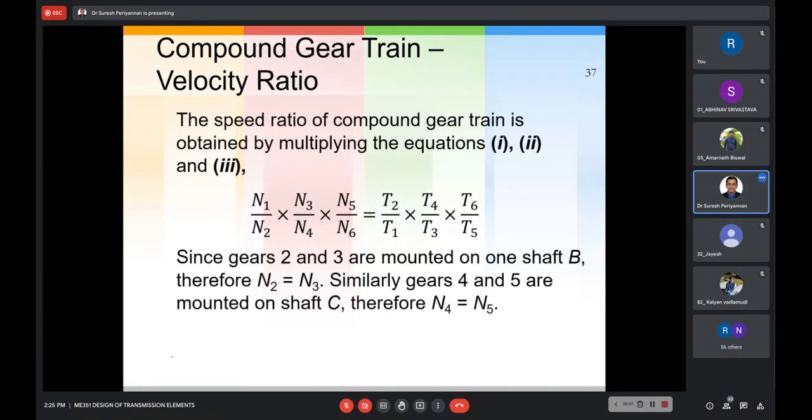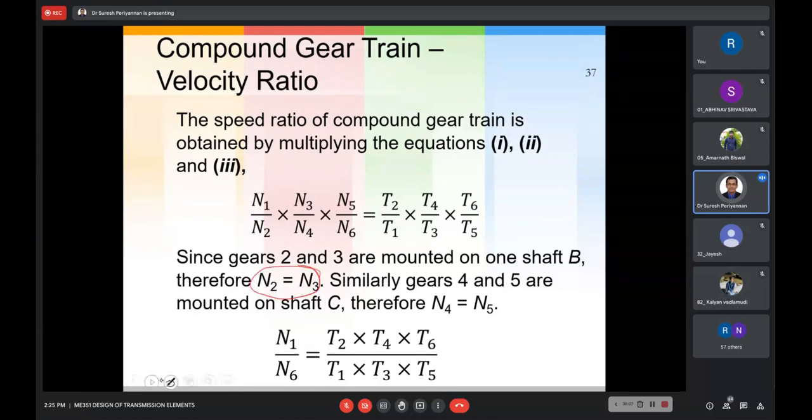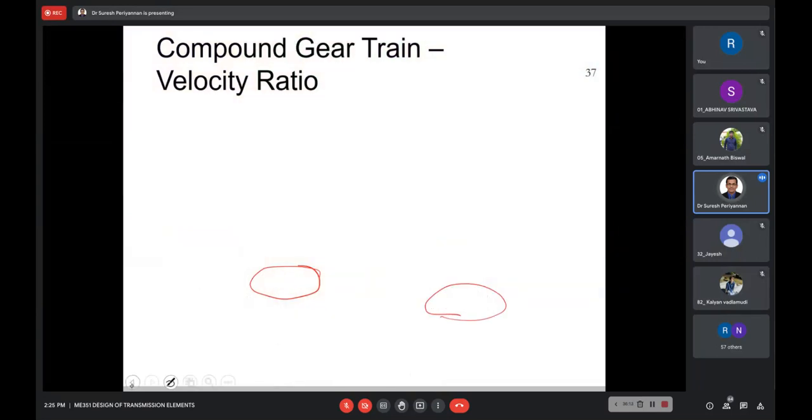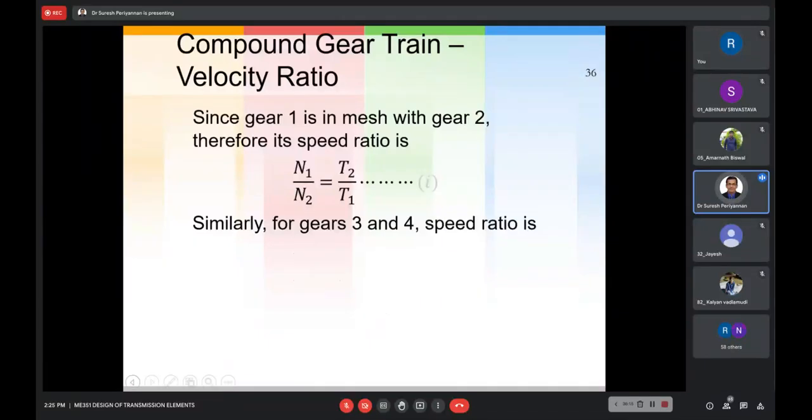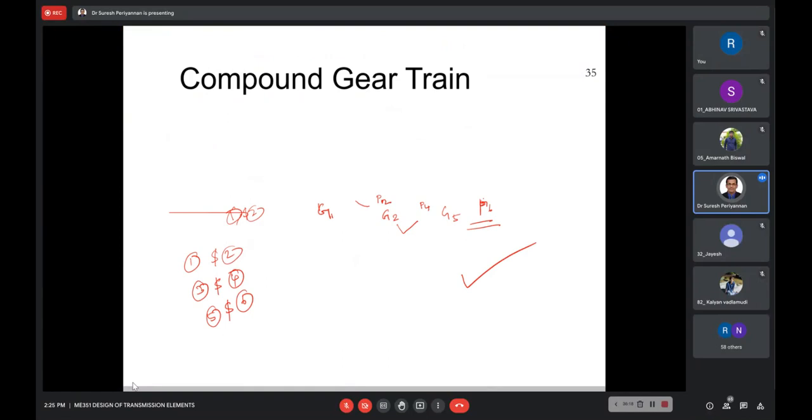This is the velocity ratio. N2 and N3 are the same speed, and N4 and N5 are the same speed. Why the same speed? Because both are connected on the same shaft.